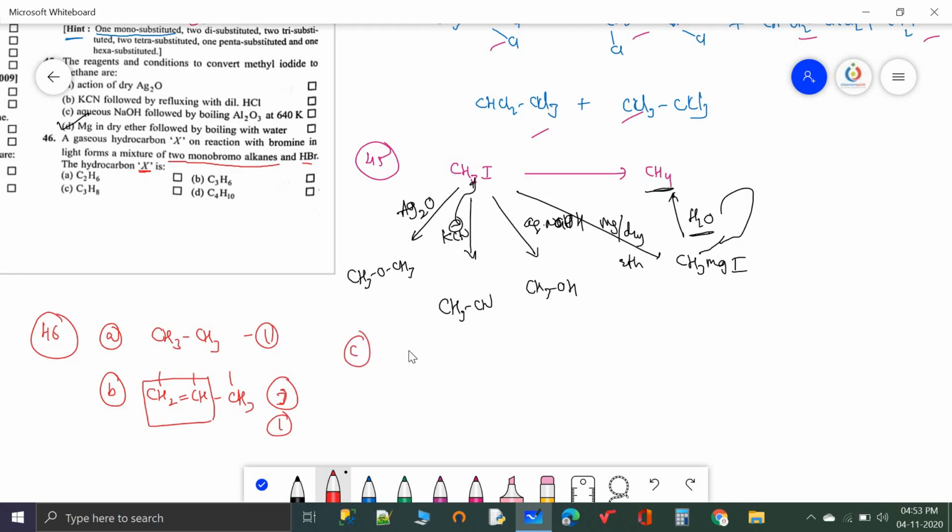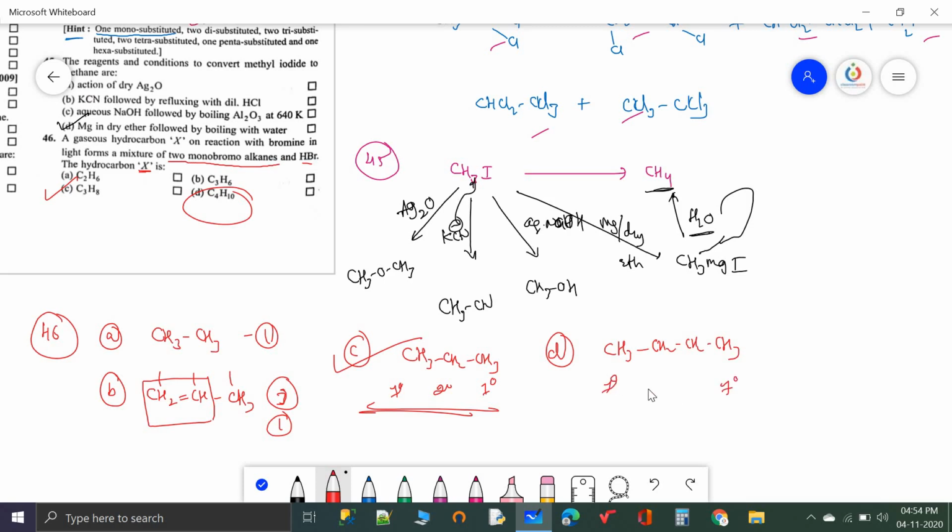And C, C3H8. Here you will get CH3, CH2, CH3. So this is primary, this is primary, this is secondary. 2 different types are there. So option C is correct. Even if you see C4H10, CH3, CH2, CH2 and CH3, you may question that, sir, this is primary, primary, secondary, secondary. Here also 2 types are there.